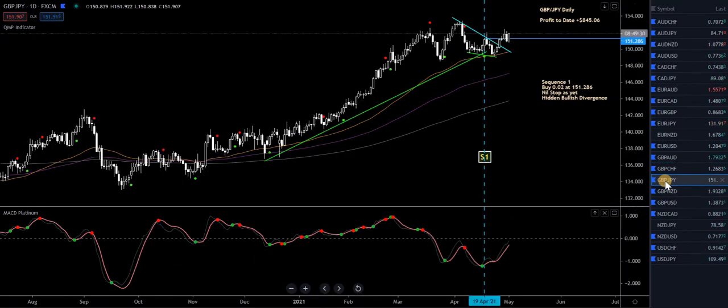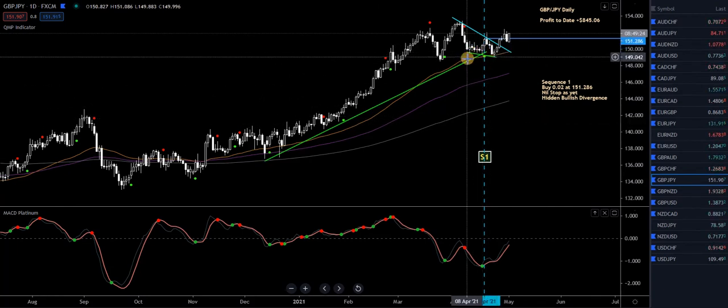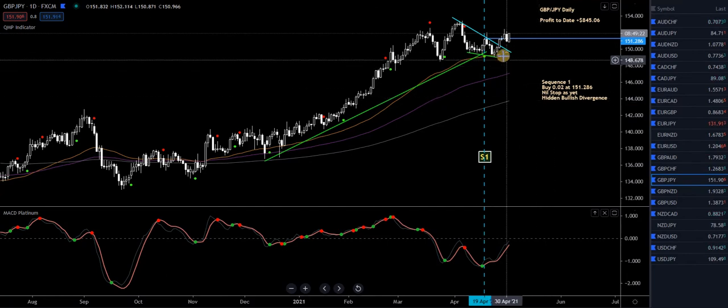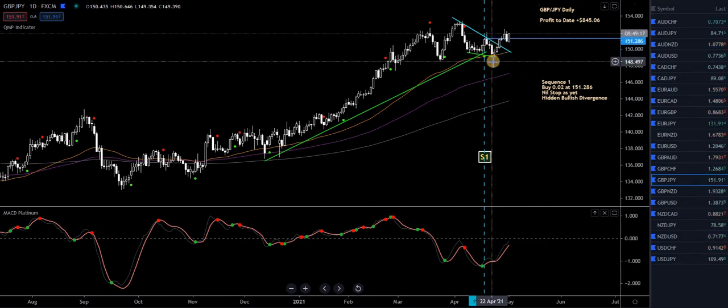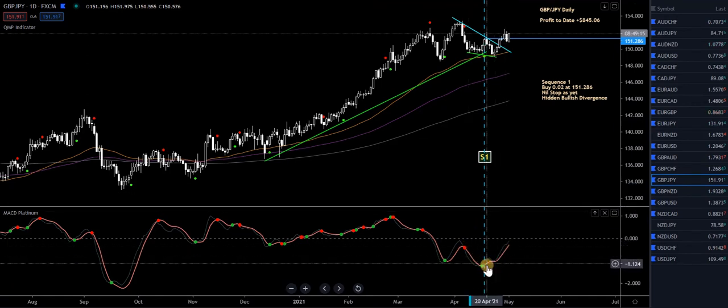Pound yen, let's have a look here. This one is similar. Yeah, all right, here we go. This is a good example. The original trade was based on hidden bullish divergence. Again, like all the pound pairs, went against me, came down. MACD still headed up. I've lost both my trend lines there.